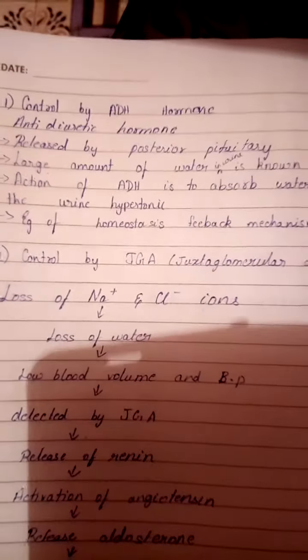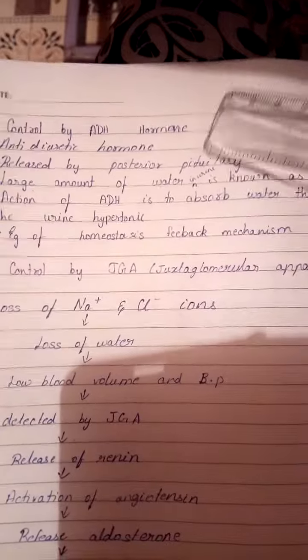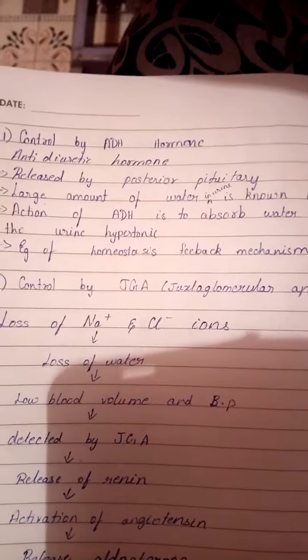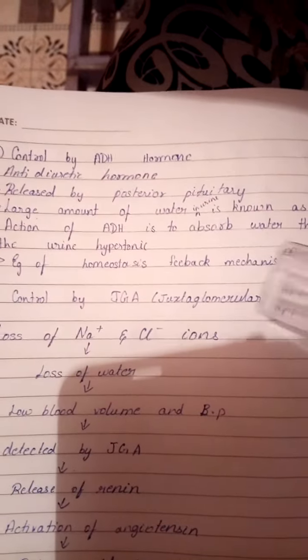Regulation of urine formation. The first one is controlled by ADH hormone. ADH is nothing but antidiuretic hormone, also called vasopressin. There are 4 steps that you have to remember.